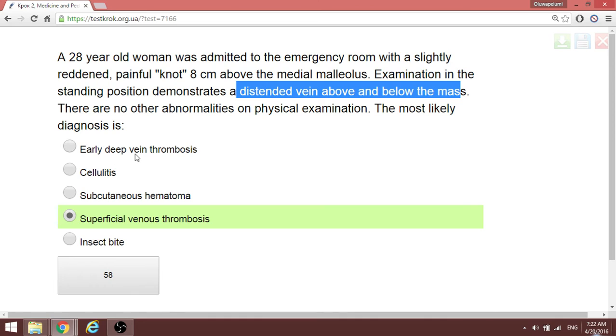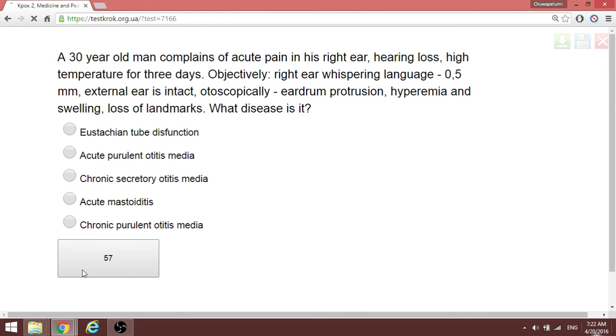If it is deep vein thrombosis, the first and most common clinical presentation is one of two things. One is edema, even before pain, and that's not what we are talking about here. The second is that a patient with deep vein thrombosis might simply present with pulmonary embolism. So when you see this distended vein above and below, choose superficial venous thrombosis.